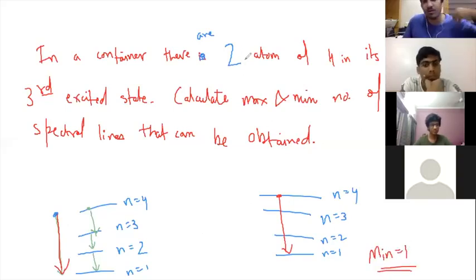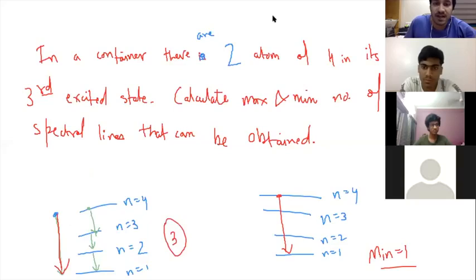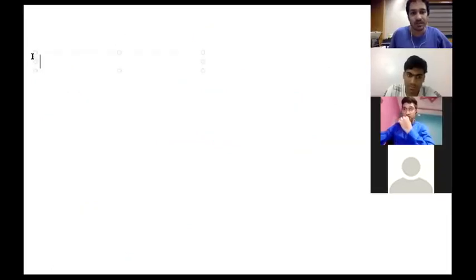Now for maximum, what will I try to do? In the first atom, how many lines will we get? 3. In the second atom, how many lines will you get? Either 4 to 2 or 4 to 1 directly. You could do 4 to 2, but then the 2 to 1 you've already counted over here, so this line and this line will be the same. So how many new lines can you get here? Just 1. So the max is going to be 4. This is a good question.